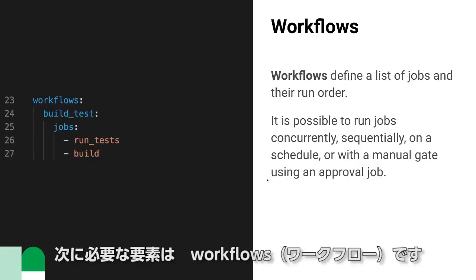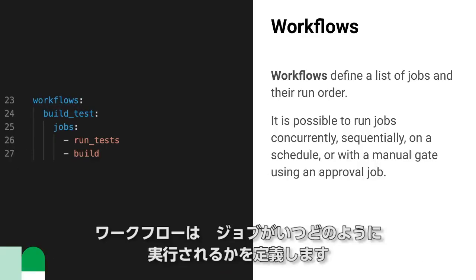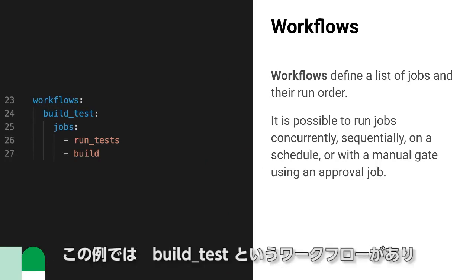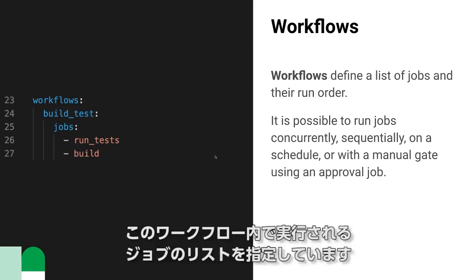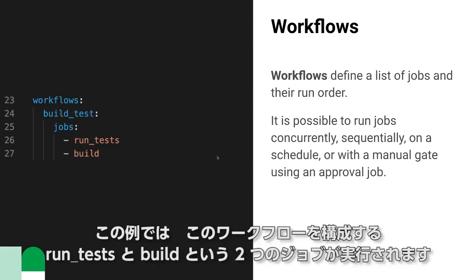The next necessary element is workflows. Workflows define how and when a job is executed. In the example here, there's one workflow called build test that specifies a list of the jobs to be executed within this workflow. In our case, there are two jobs, run tests and build, that will both be run as part of this one workflow.